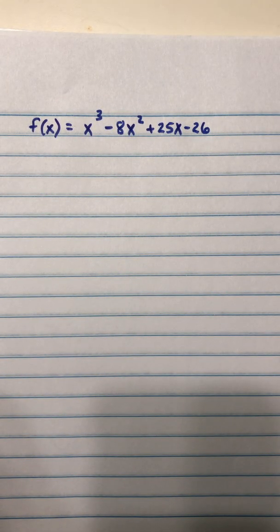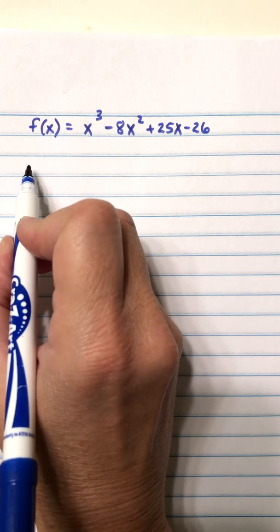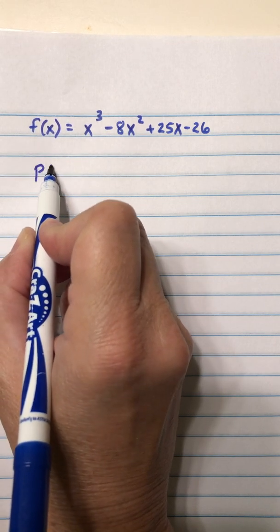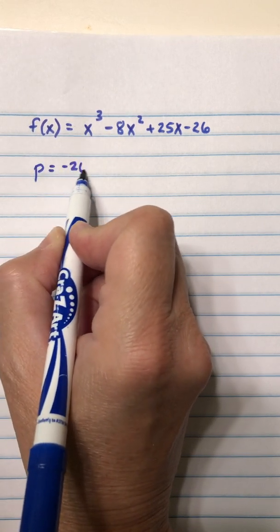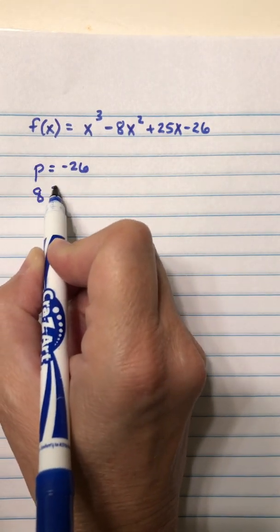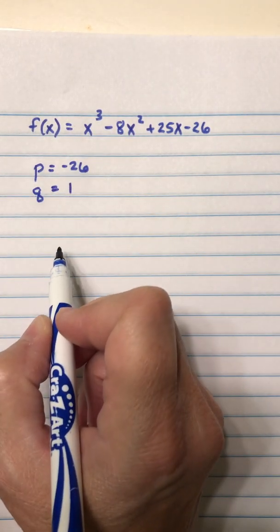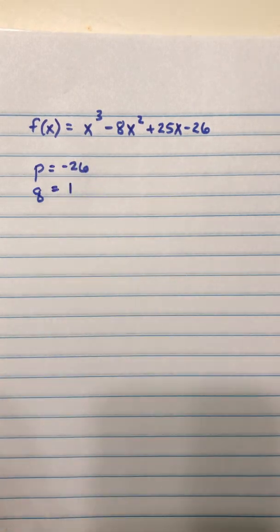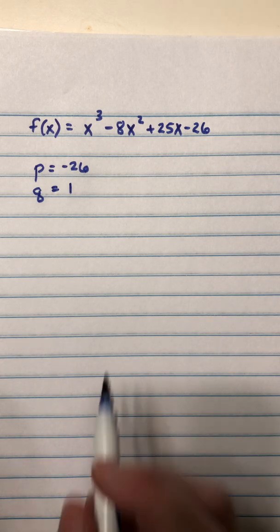Okay, so we're going to look at one other example out of this section where we're looking at zeros that are either irrational or imaginary. So again, we'll begin with the rational zero theorem. We're going to identify the p, which is going to be negative 26, and the q, which is going to be 1. Remember, the p is the number that sits by itself, and the q is the coefficient in front of your highest power of x.